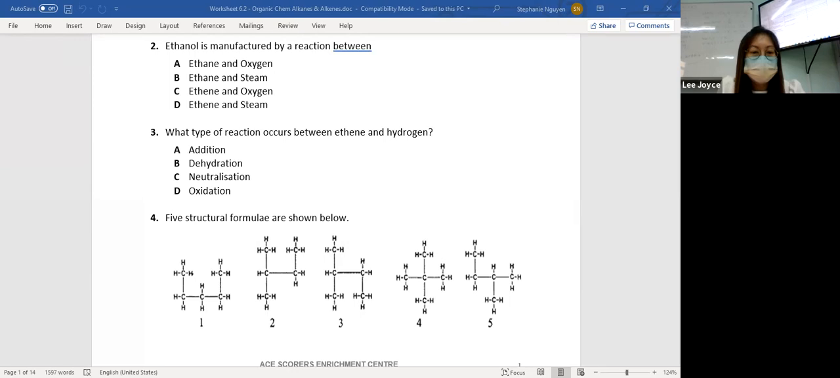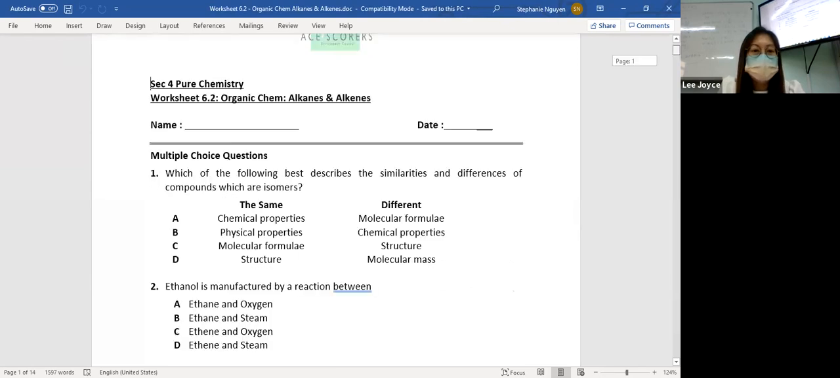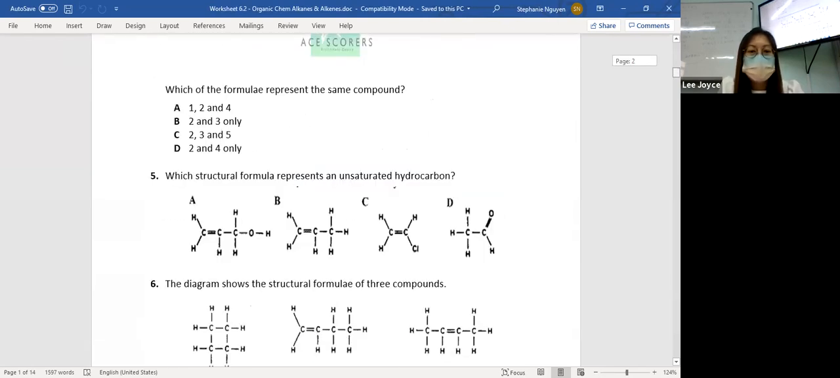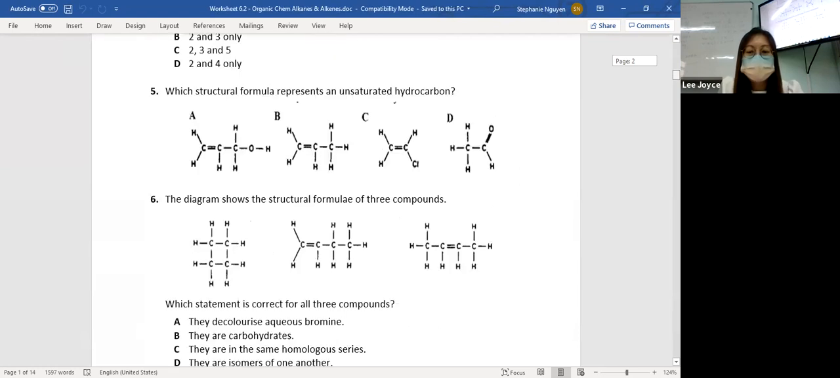Today we're going to talk about isomerism. I understand that we have done questions 3, 5, and 6 from worksheet 6.2. So what do you mean by isomerism? I think last week we discussed that, but I'll give you more examples.